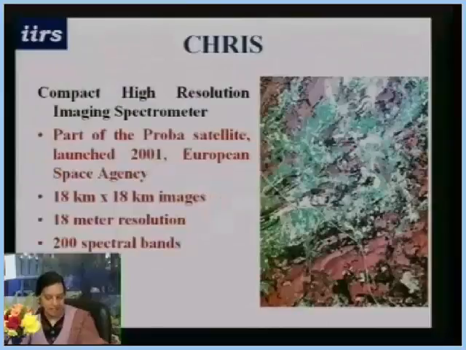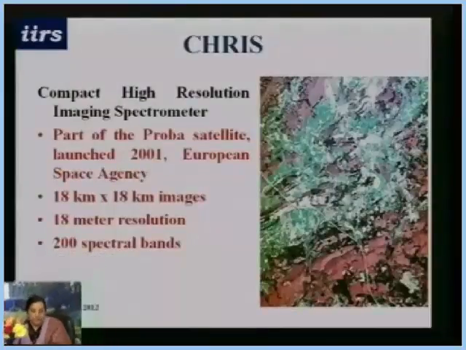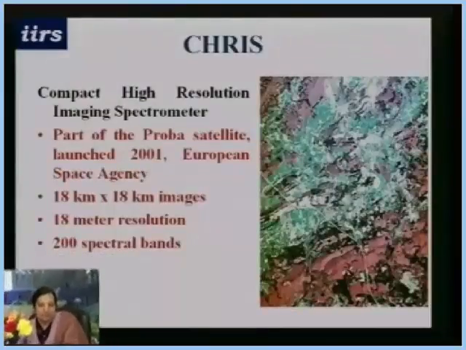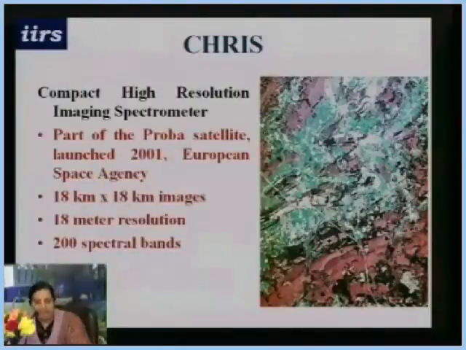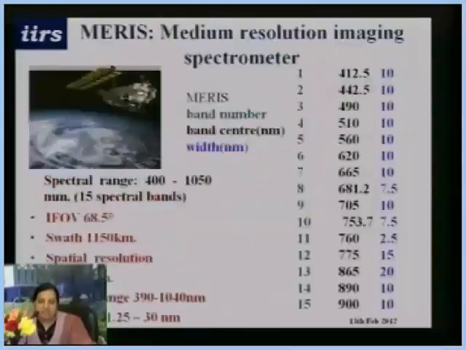Then, as I said, from the European Space Agency, you have this compact high-resolution imaging spectrometer, which is on board the Proba satellite, which provides you data with 18-meter spatial resolution, 200 spectral bands in the region from 400 to 2.5 micrometers, with 18 kilometer is the swath of the data.